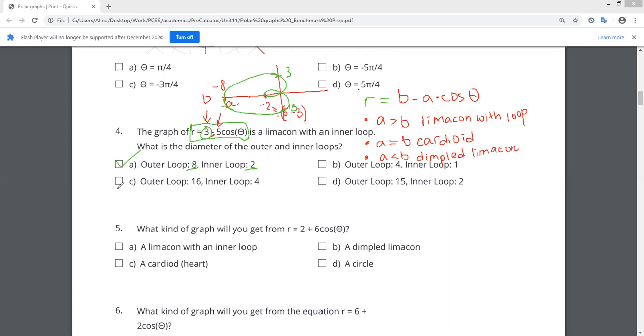And question 5 is very similar to question 4. What kind of graph will you get? r equals 2 plus cosine theta, which looks very similar to this graph. So just look at this number at a, it's clearly more than number b. And if a is more than b, it's a limaçon with an inner loop. We check a.